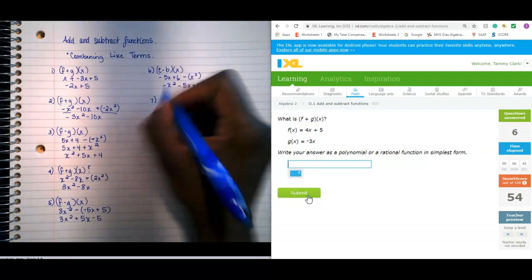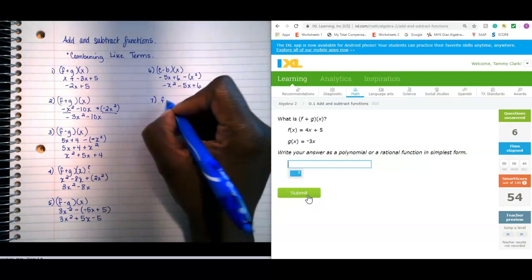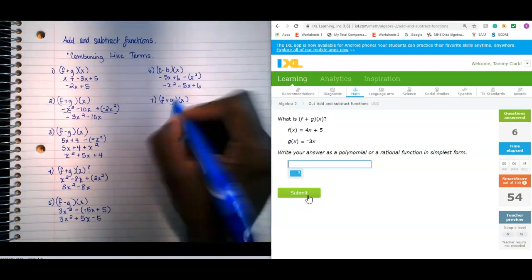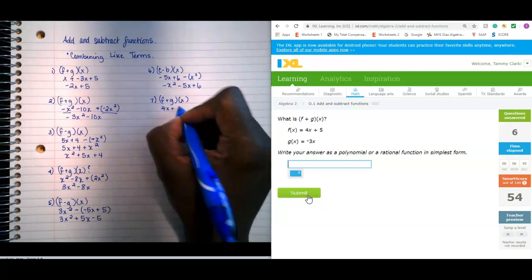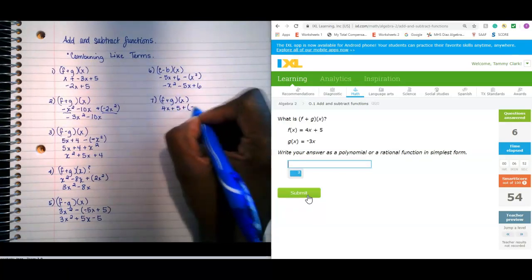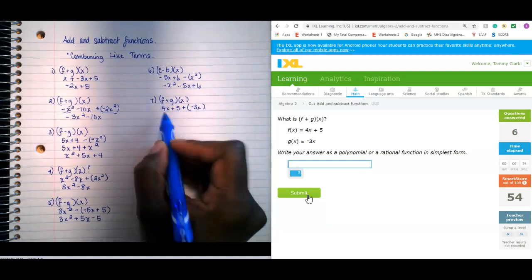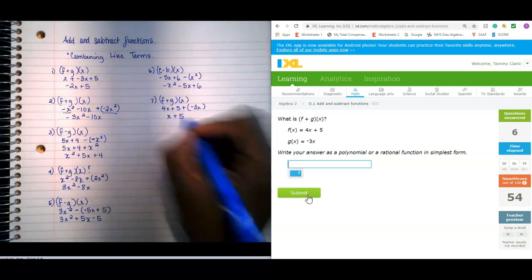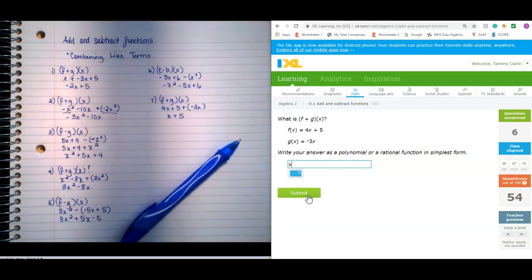Number 7, f. What is f plus g of x? So we've got 4x plus 5 plus negative 3x. Combine your like terms: 4x minus 3x equals x. And we have no other constant, so our answer would be x plus 5.